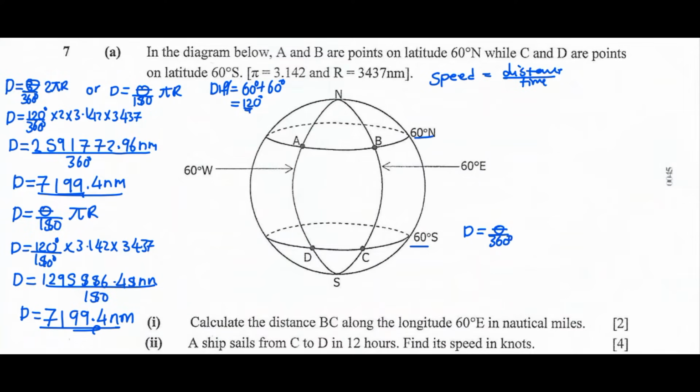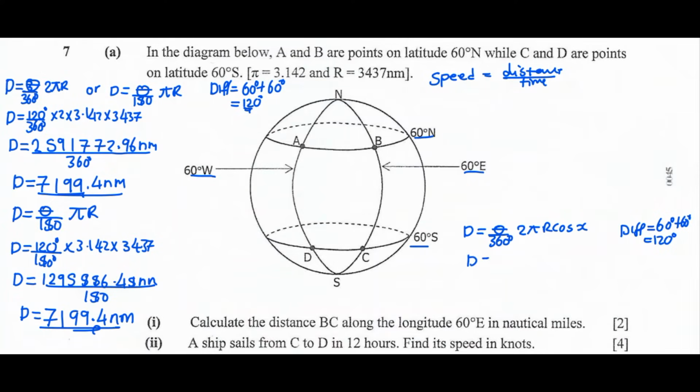So we are calculating the distance along the latitude of 60 degrees south. So this will be theta over 360 times 2 pi r, then we add cos x. Whenever you are finding the distance along the latitude, you add cos x. Then we also need to find the difference in the longitude. The longitude for D is 60 degrees west, and for C is 60 degrees east, so we add. So this will give us 120.